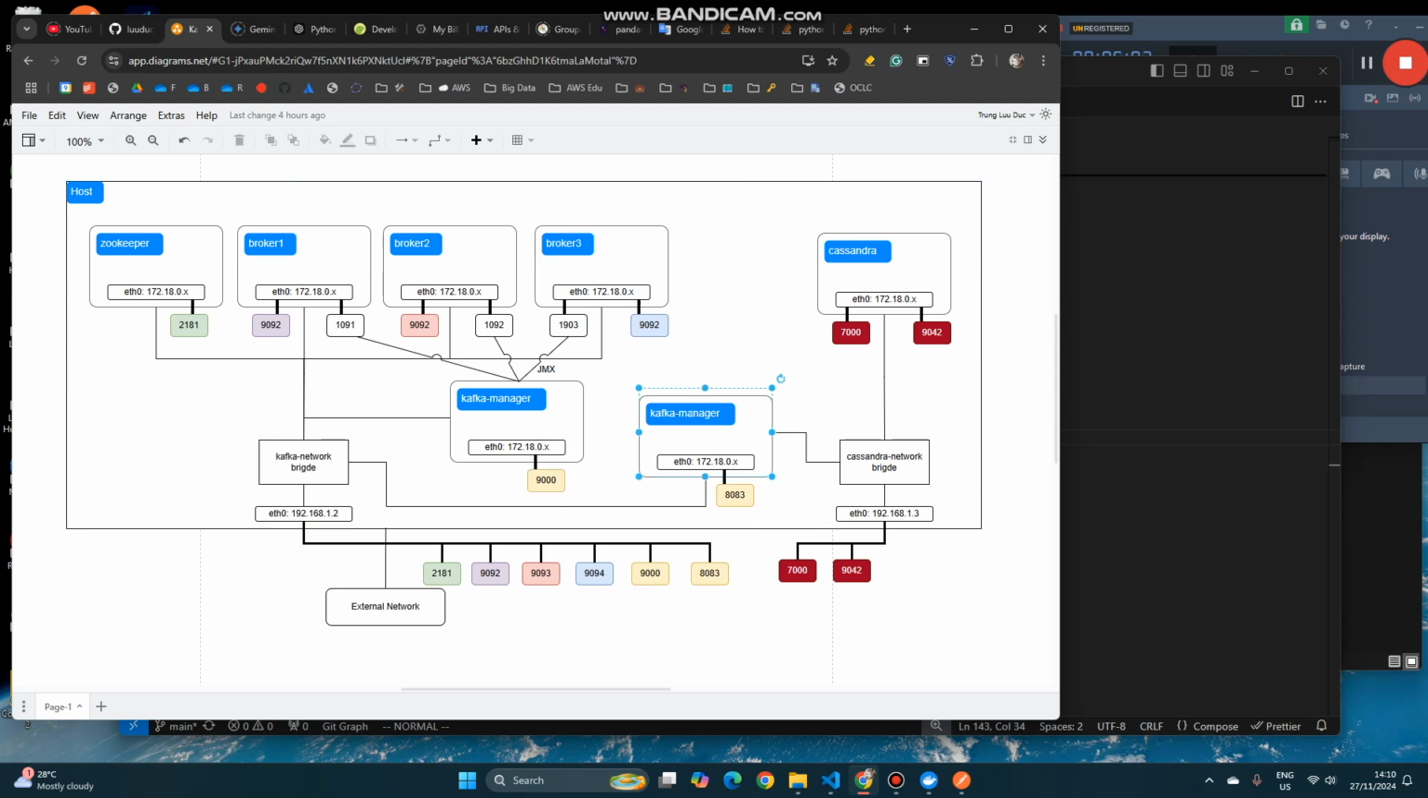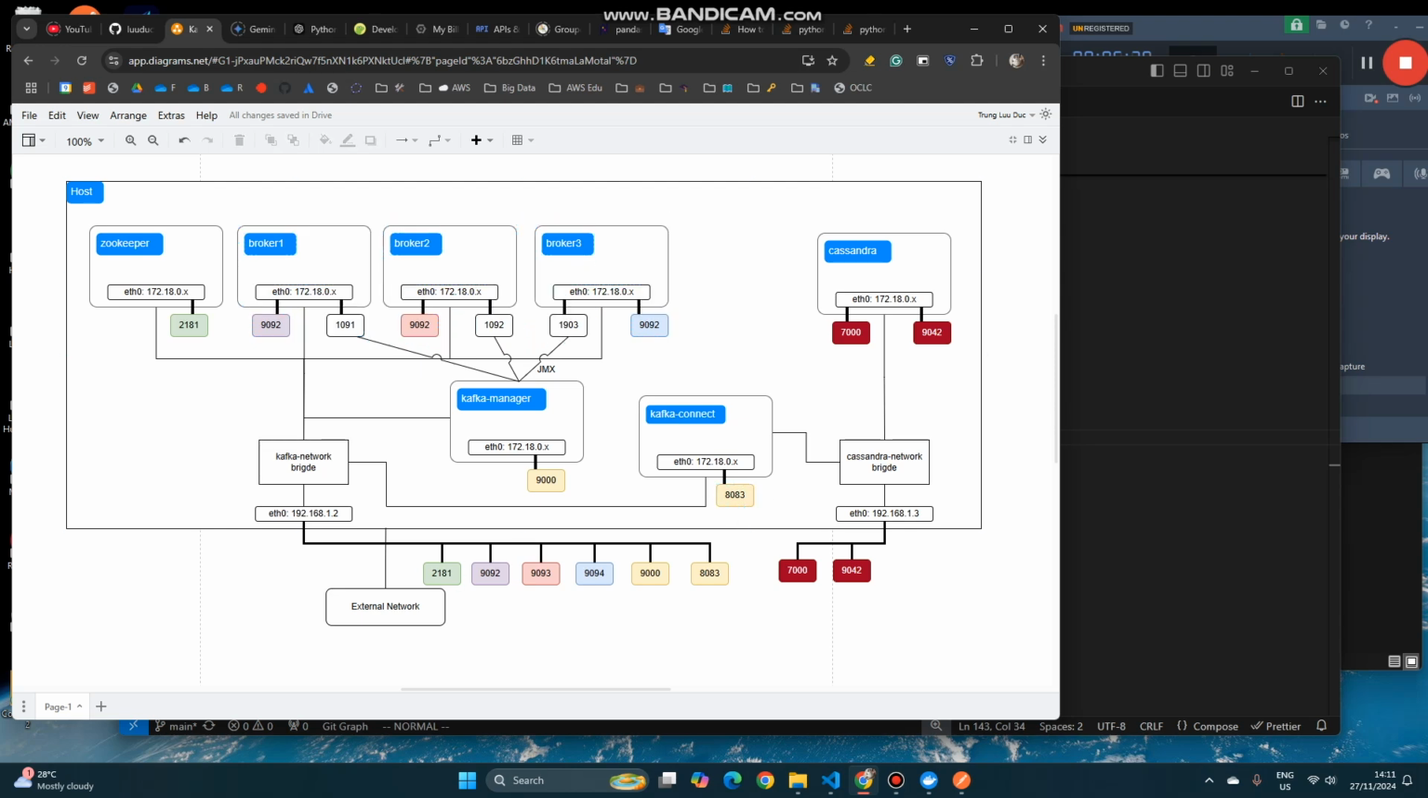And sorry, this one is the Kafka Connect. The Kafka Connect is gonna connect into two different networks, the Kafka network and the Cassandra network, to communicate with the Cassandra and the three brokers here. So the Kafka Connect needs to communicate with this one. Okay.